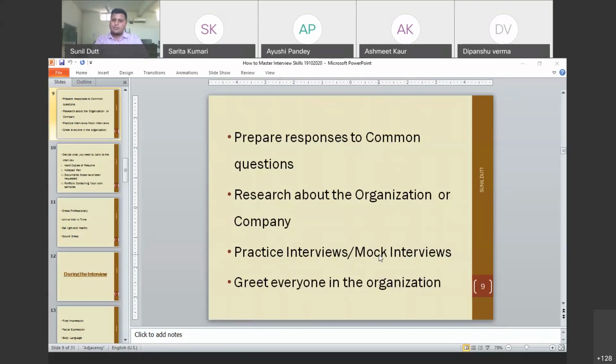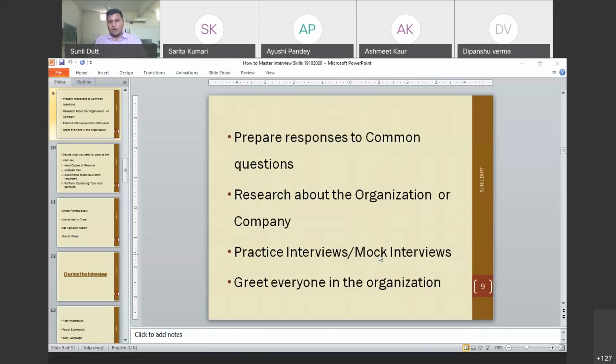Practice interviews and mock interviews. This is really very crucial. Dear students, before finally appearing for the interview, you need to practice this art before the mirror, before your family members, with your friends, because the more you rehearse, the more comfortable you will become.